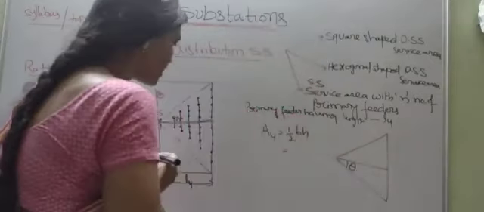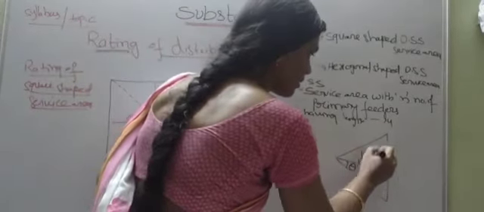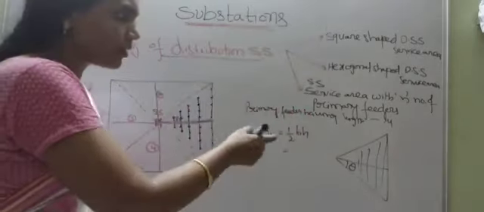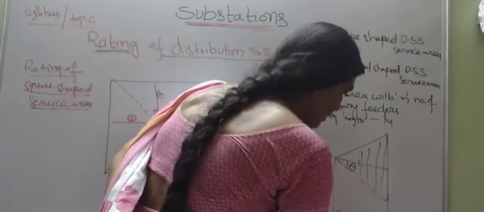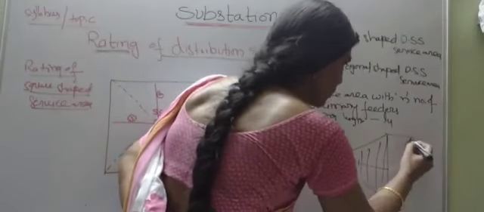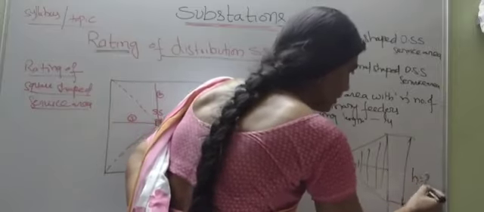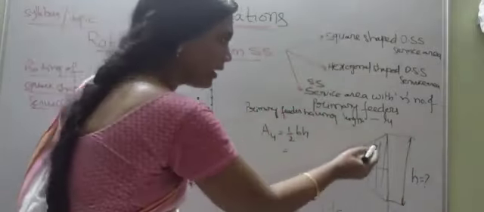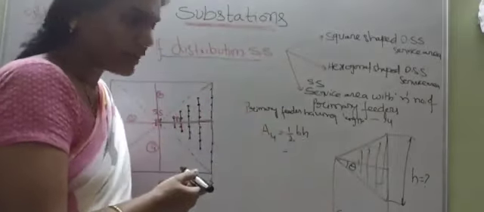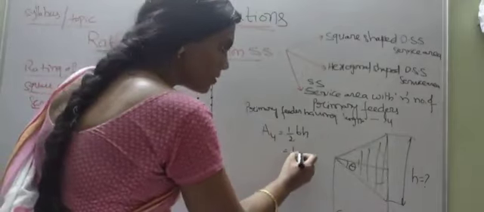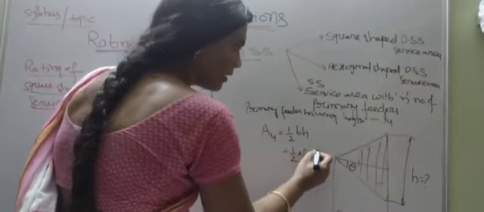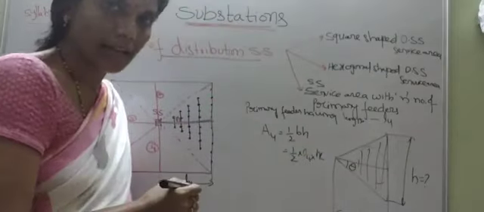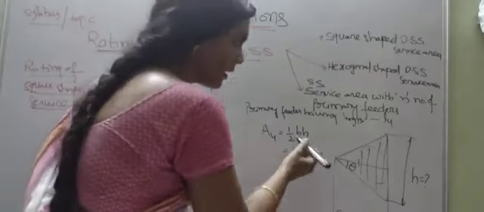Let us assume this angle is theta. The loads are distributed non-uniformly. This is the length L4, and the height is H, whose value we don't know. Now we have to calculate the area of the triangle. Area of the triangle equals half base times height. The base is L4, but we don't know the height. So let us assume this is x. How can we calculate this x?